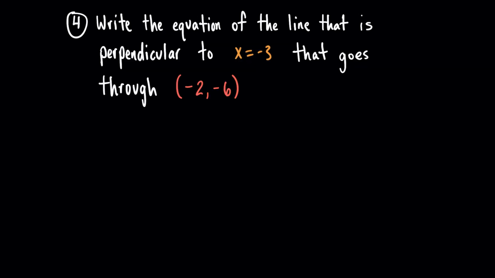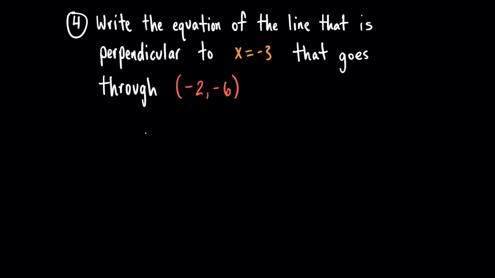Okay, and last example here. And this one's just the flip of the last one. So on the last one, we had a horizontal line. This one will be a vertical line. So write the equation of the line that's perpendicular to x equals -3 that goes through the point -2, -6.